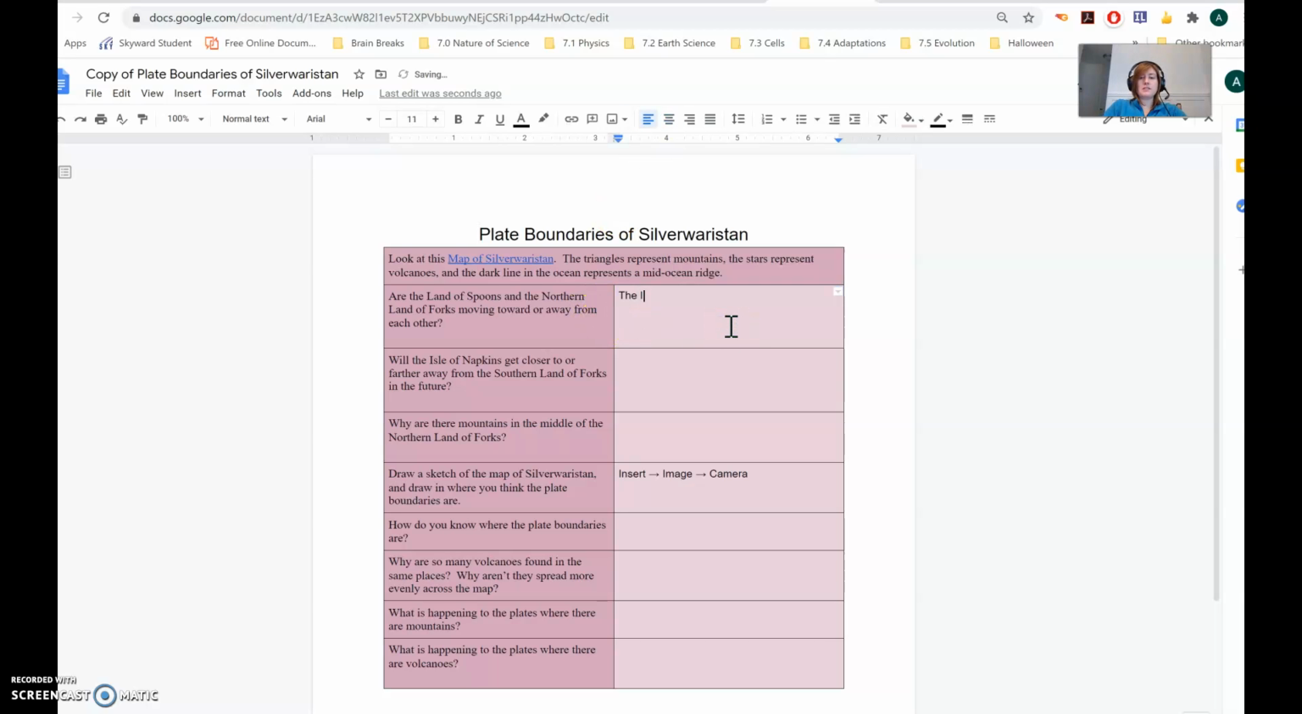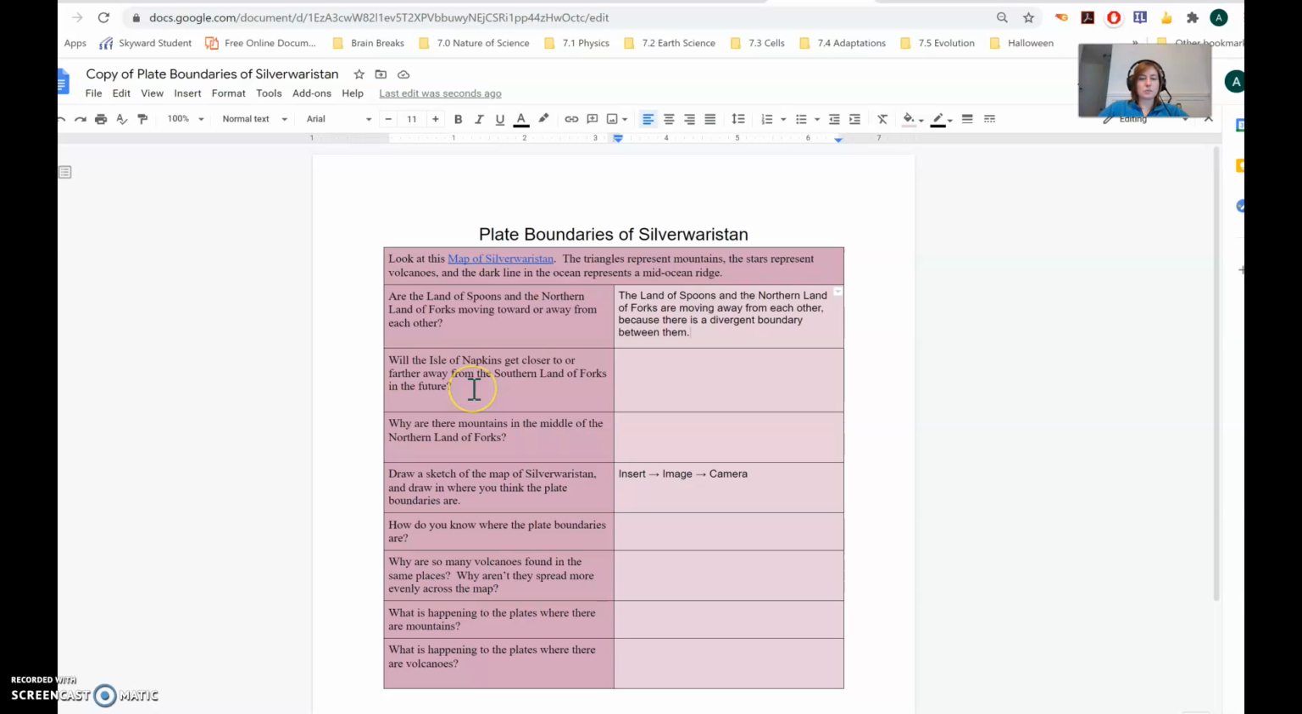And we need to do a complete sentence. So I'm going to say the land of spoons and the northern land of forks are moving away from each other because there is a divergent boundary between them. And we know a divergent boundary is when the plates pull apart.